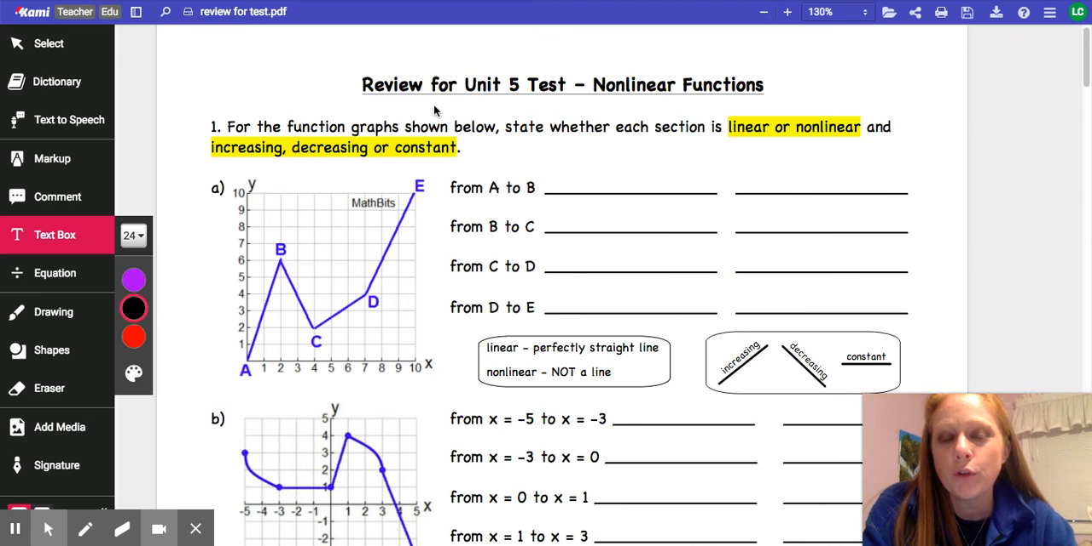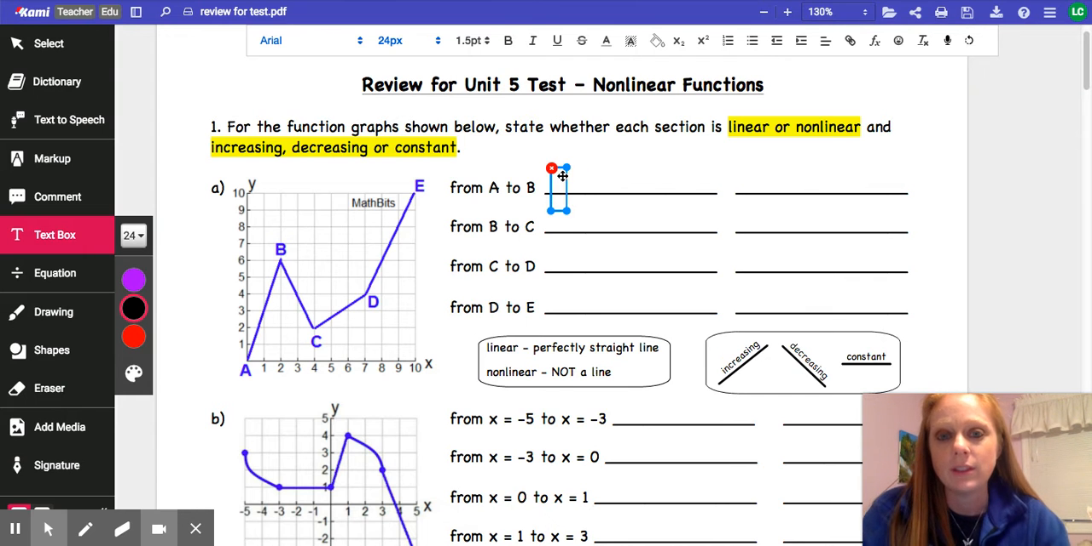All right, review for Unit 5 test on nonlinear functions. Looking at this graph, let's see if this function is linear or nonlinear, increasing, decreasing, or constant in each line segment. So we're looking here from A to B. This is a straight line, so it is safe to say that from A to B it is linear. And then it is increasing because it's headed upward from A to B.